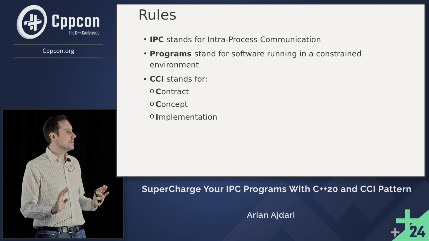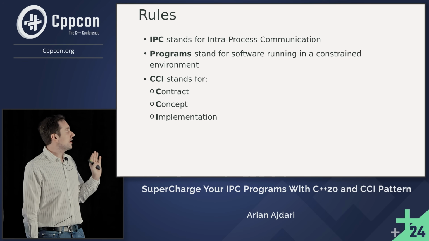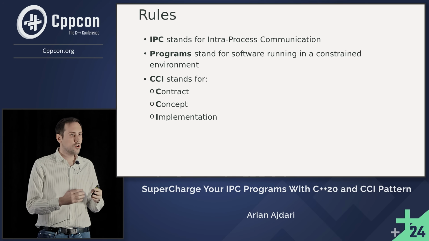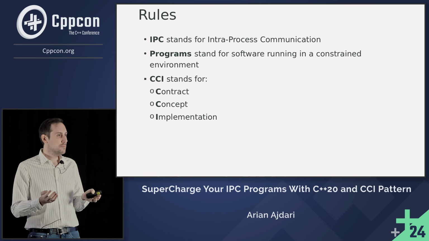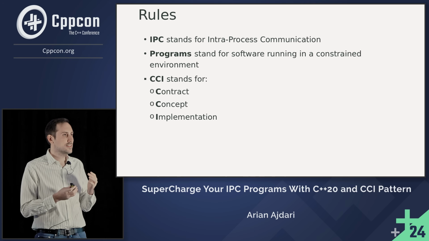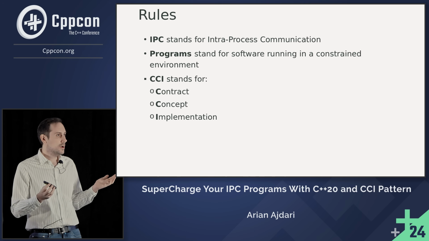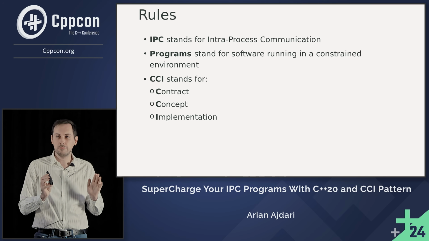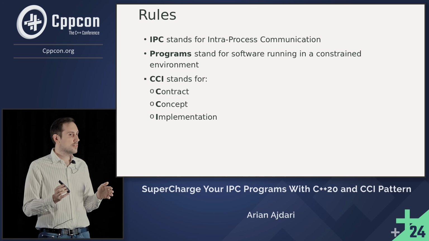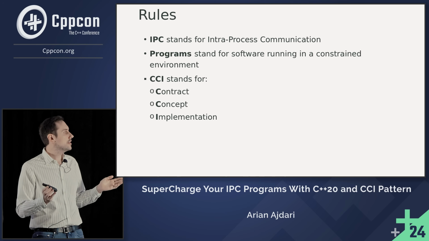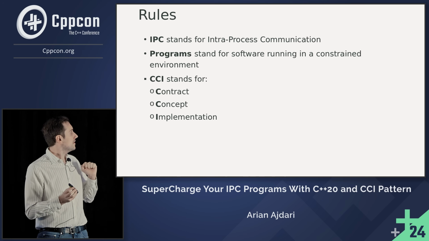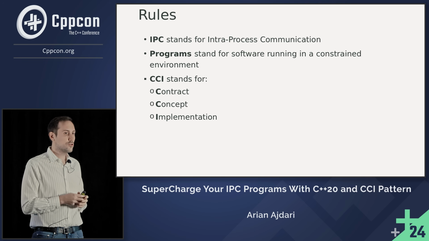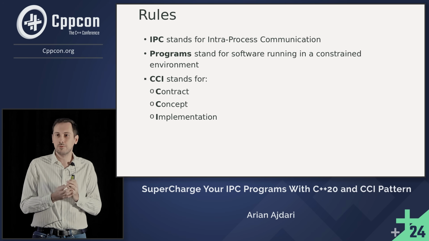So let us set some rules into place first. IPC stands for Intra-Process Communication. Programs stand for software running in a constrained environment. I would call them embedded devices, but for some people, embedded devices would be teeny tiny devices that have barely maybe 64 megabytes of RAM. But in our case, we are targeting those embedded devices that have at least 512 megabytes of RAM. That means the ability to run the full Linux kernel and use all the facilities that Linux provides. As for the CCI, it stands for contract, concept, and implementation. And this is the pattern that we are going to utilize in order to supercharge our intra-process communication.